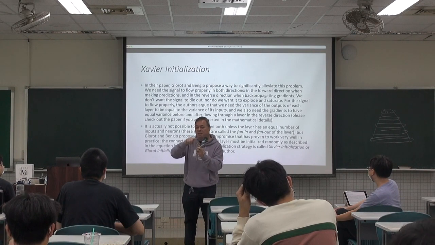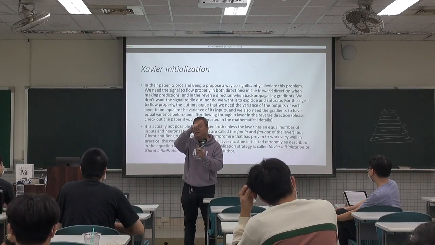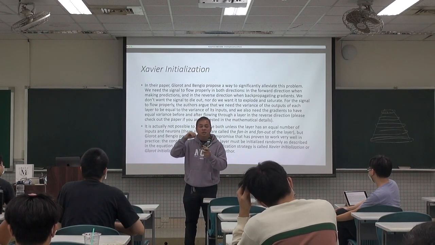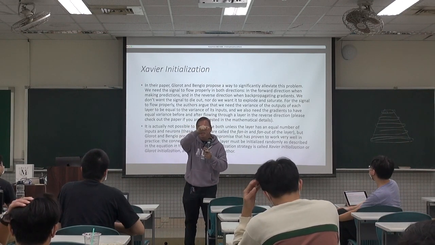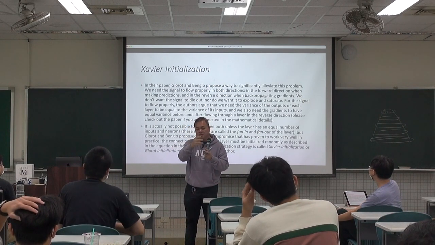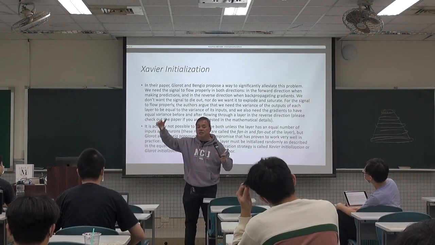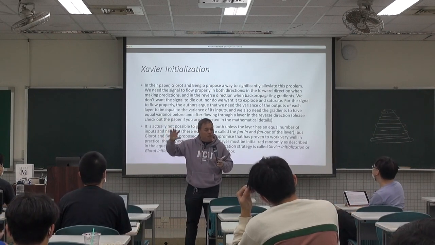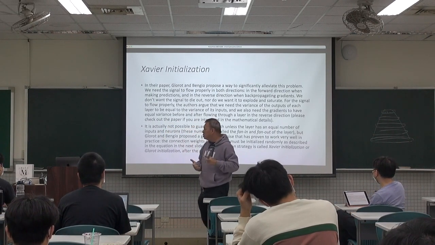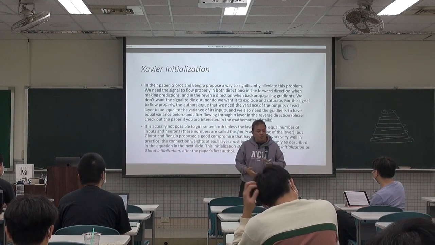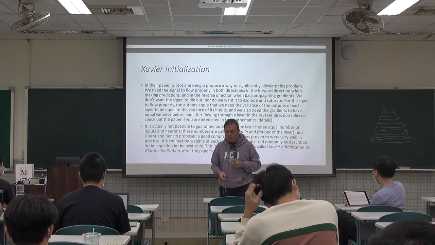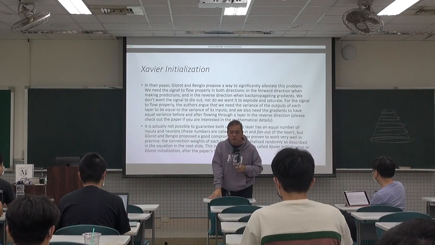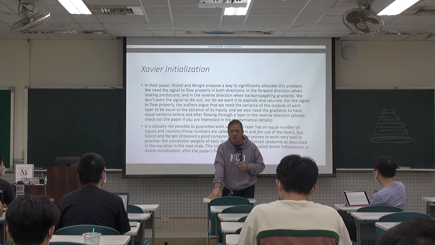Okay, so basically, the standard is to use a Gaussian to randomly initialize the parameters in the model. This is followed by pretty much everyone. Okay, back to the second wave of AI.